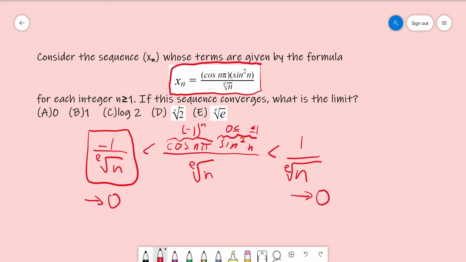So by the squeeze theorem or the sandwich theorem, depending which book you read, this expression in the middle, which is always between these two expressions on the left and on the right, also has to approach 0. So our answer is 0. Yay.